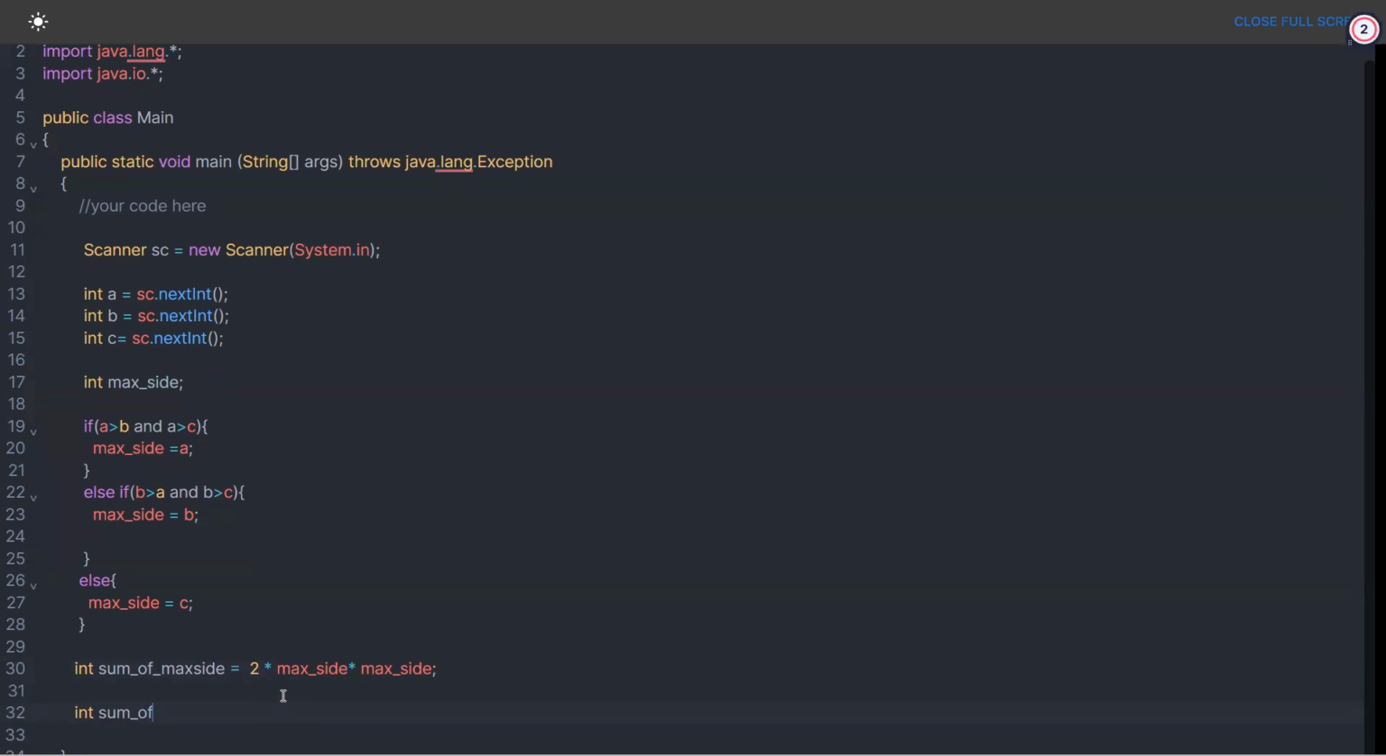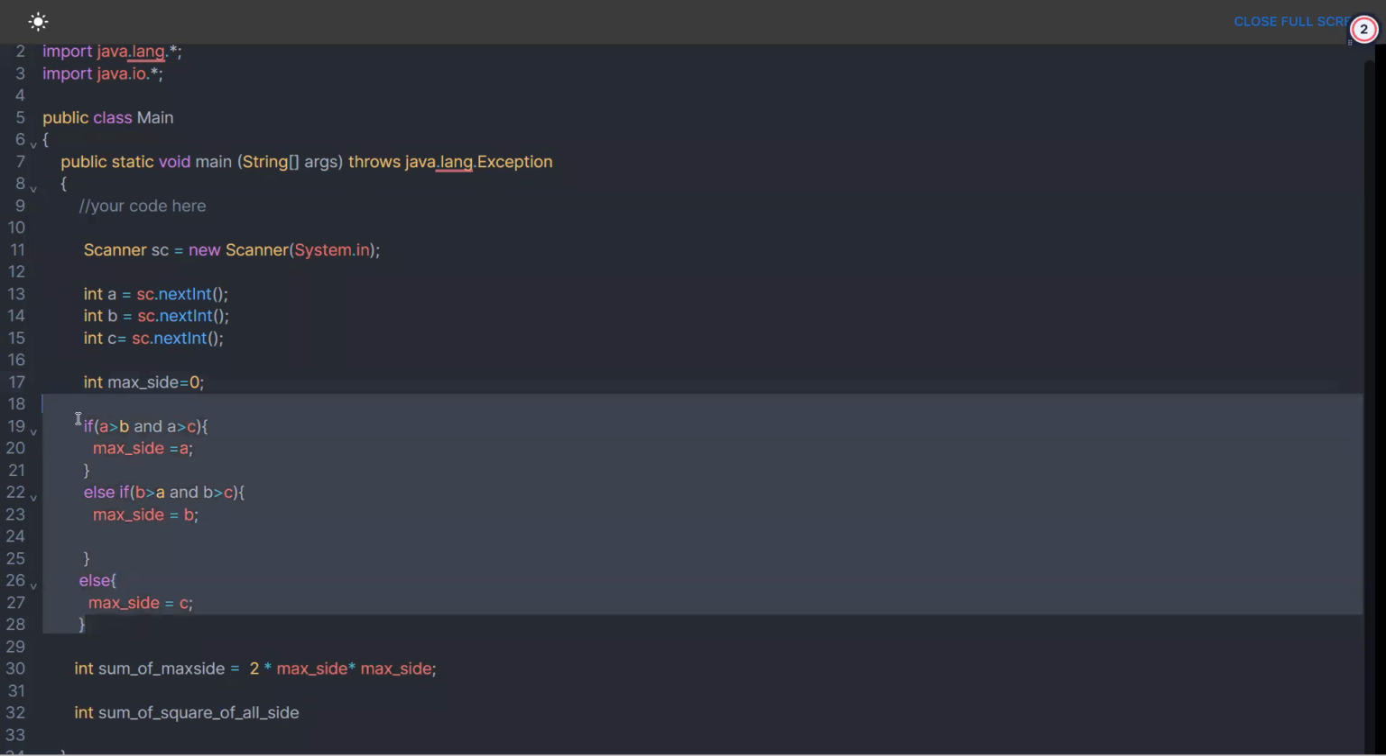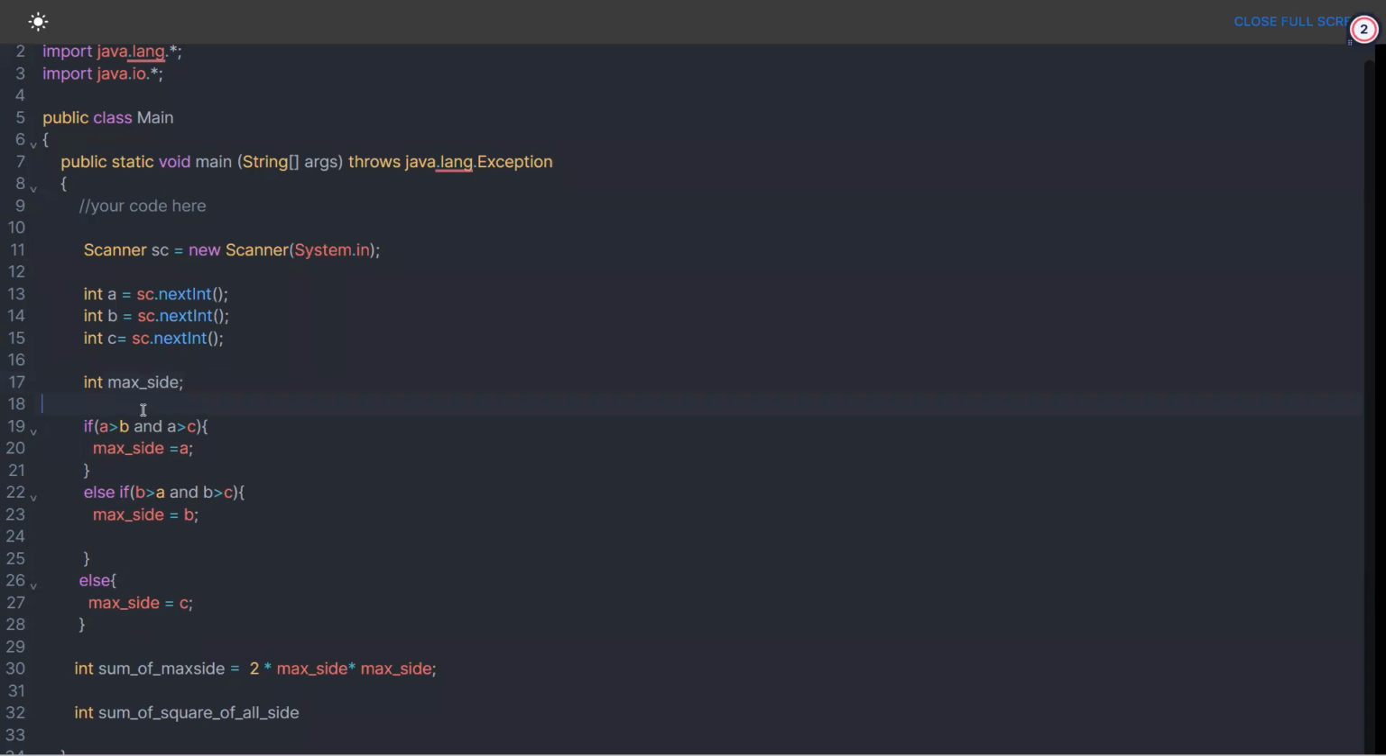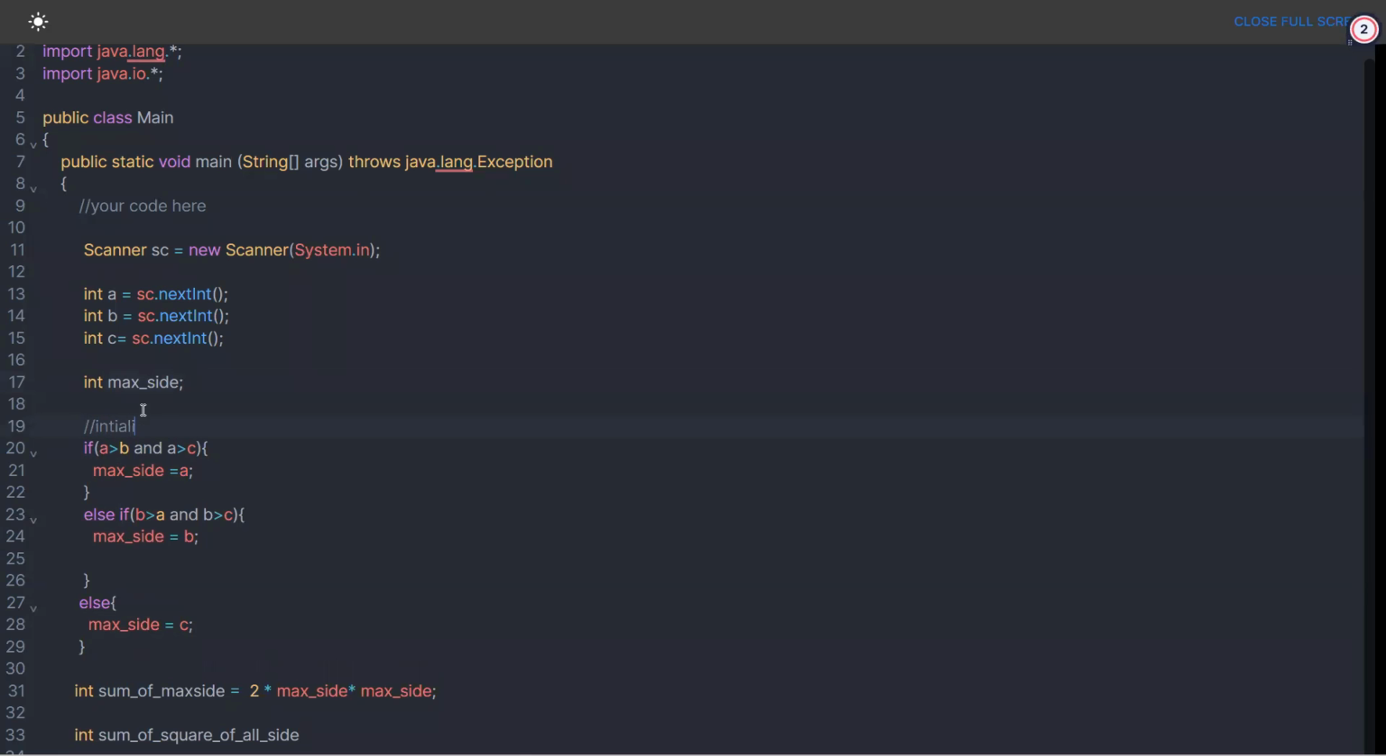Then sum of square of all sides. I'm intentionally naming these variables very big, ma'am, without initializing. Yes, it will work. Otherwise, you can just initialize it with 0. It will work because before using maxSide in my code, I'm actually initializing it. This part of code is for initializing only, or rather the declaration of maxSide only.